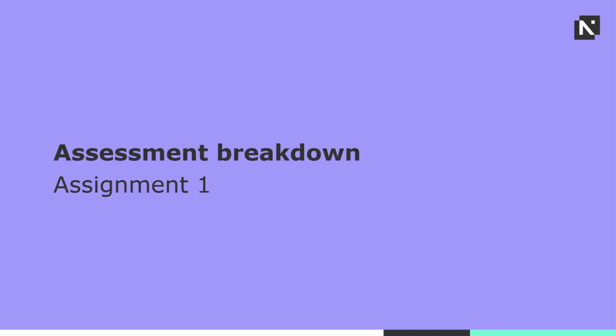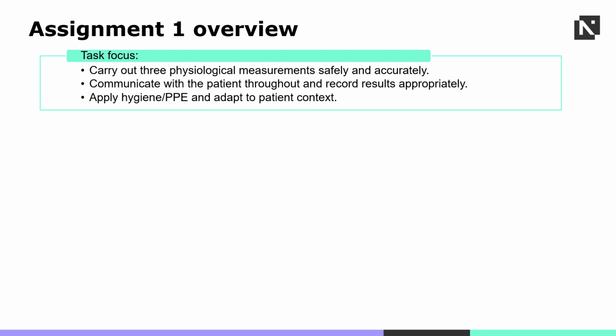So let's now look more closely at Assignment 1 for Healthcare Science and how learners performed across the 4 tasks. So Assignment 1 is 3 core physiological measurements. Learners must carry them out safely and accurately, communicate throughout, and record results appropriately, applying hygiene or PPE and adapting to patient context.